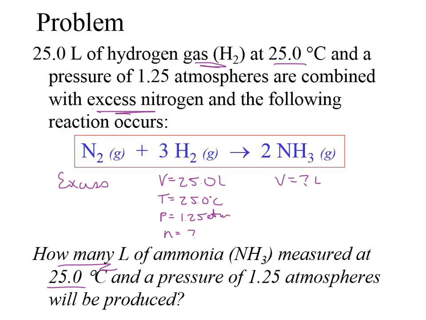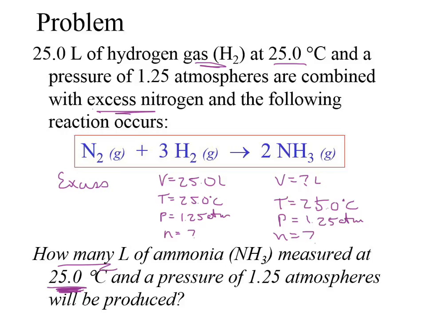Now, this might seem like a little bit of deja vu. The temperature of the product, NH3, is also 25.0 degrees Celsius, and the pressure is also 1.25 atmospheres. And they ask how many liters will be produced. N is equal to question mark.